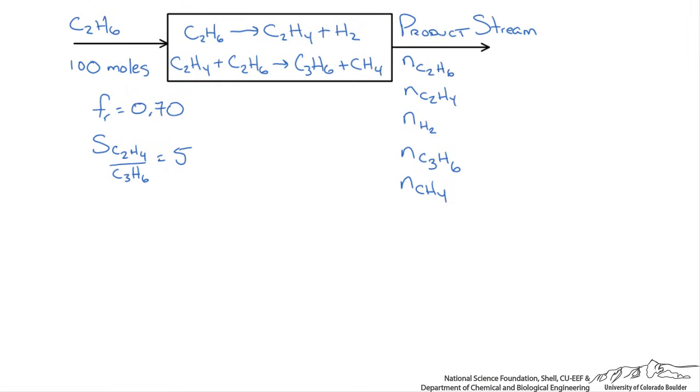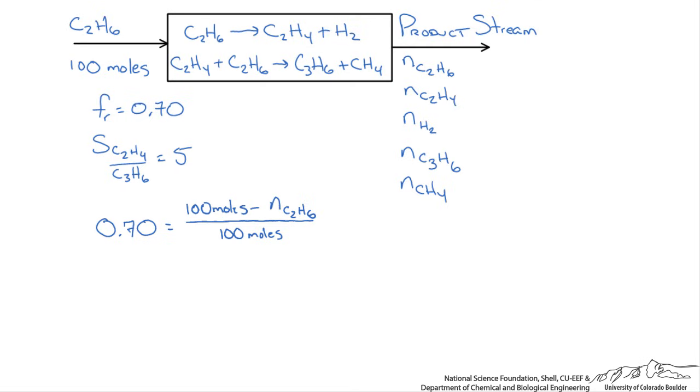So let's start by using our fractional conversion, which says that value of 0.7 is going to be the amount that has converted from what's come in to what's come out into our reactions. So we could write this by saying that what goes into our reactor minus what leaves the reactor divided by what went into the reactor is equal to the 0.7.